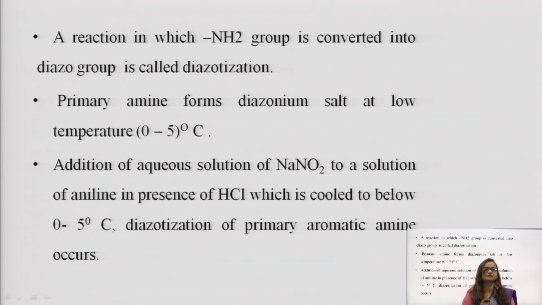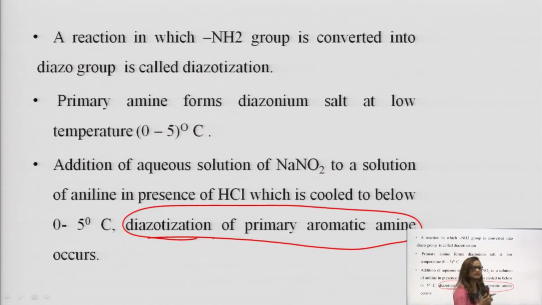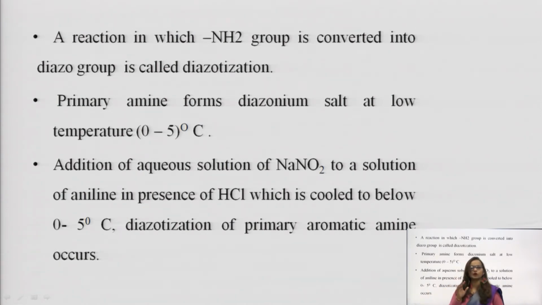In this, primary amines form diazonium salt at very low temperature. The temperature must be in between 0 to 5 degree Celsius. And what is the method of that? The method is you have to add an aqueous solution of sodium nitrite, NaNO2, to a solution of aniline in the presence of HCl, which should be cooled to a temperature of 0 to 5 degree Celsius. Then diazotization of the primary aromatic amine occurs, and this is the main concept for which you are carrying out the reaction. You want to synthesize the diazonium salt. I think you all got clear about what is the process of diazotization, how you can prepare that diazonium salt, right? Okay.